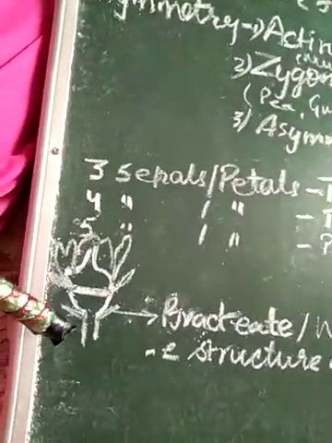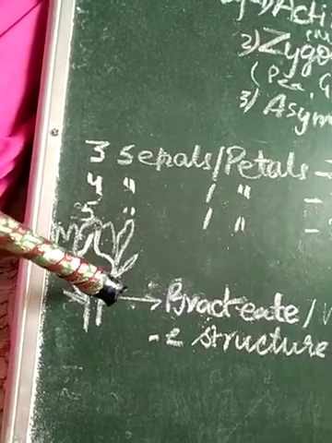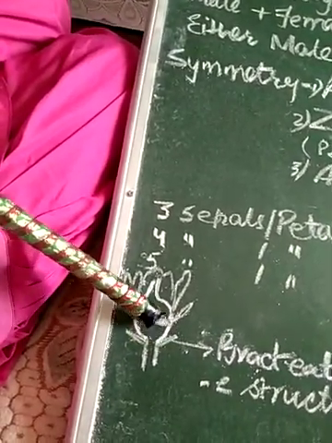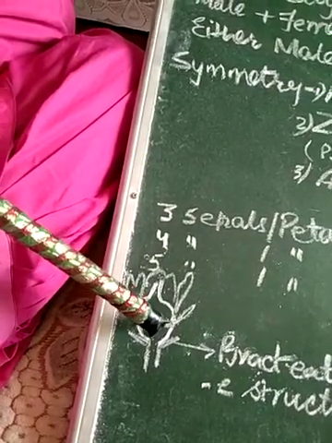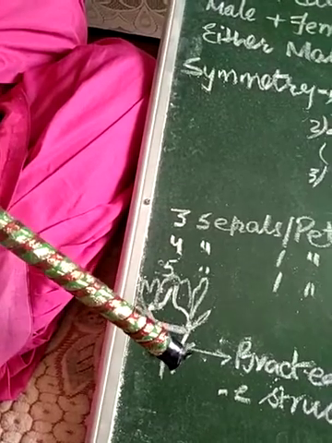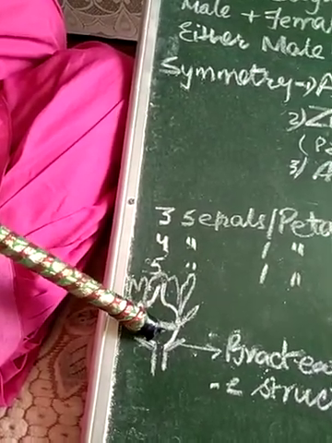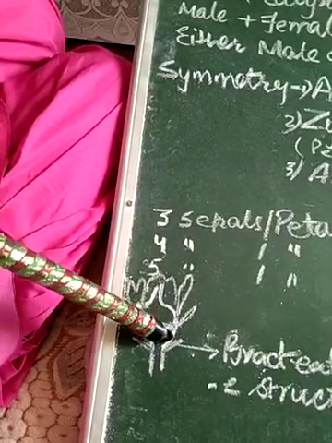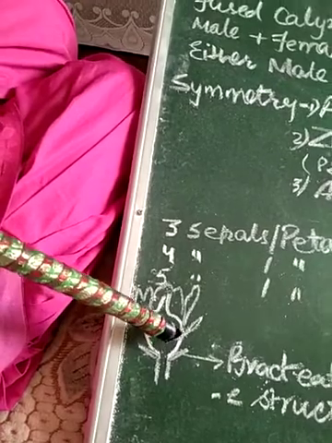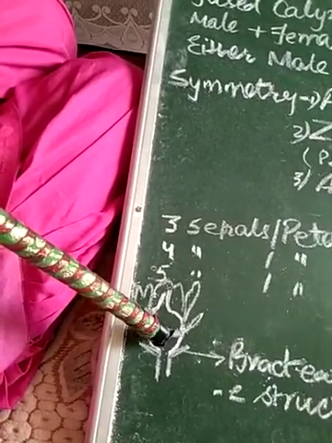Now if you see here, this is the swollen basal part, which is called the pedicel. Pedicel is also known as thalamus or receptacle.